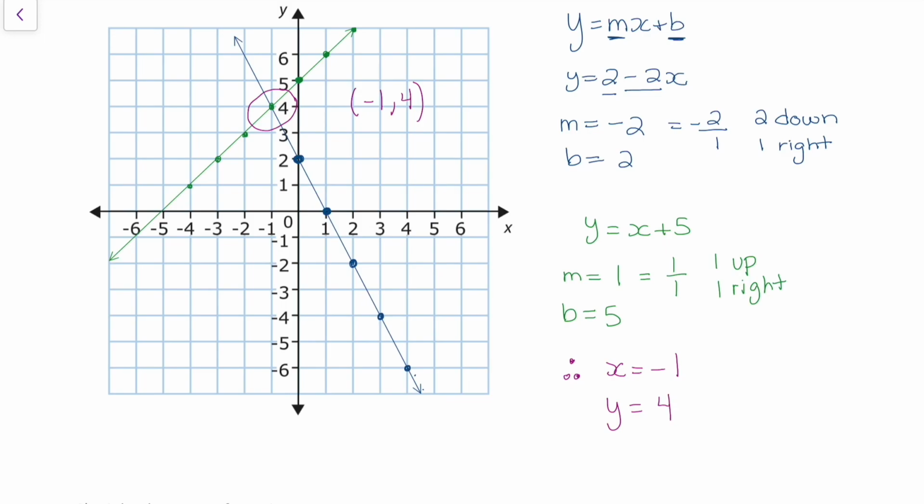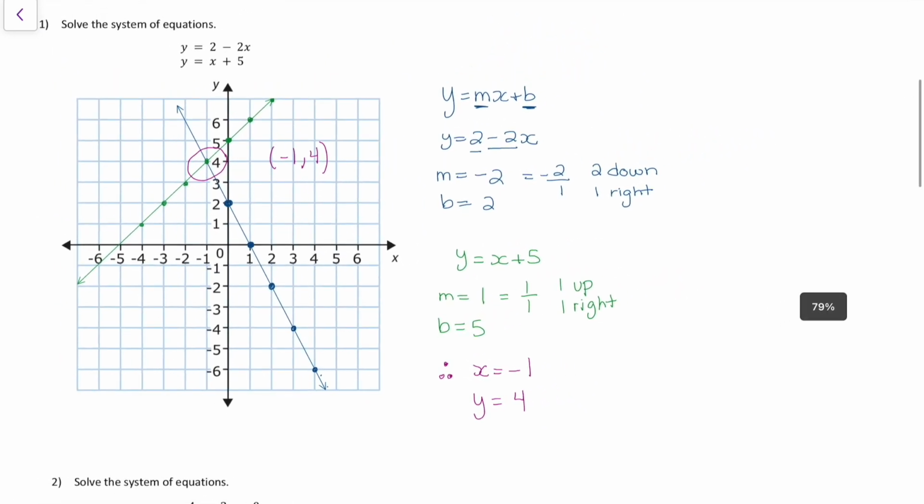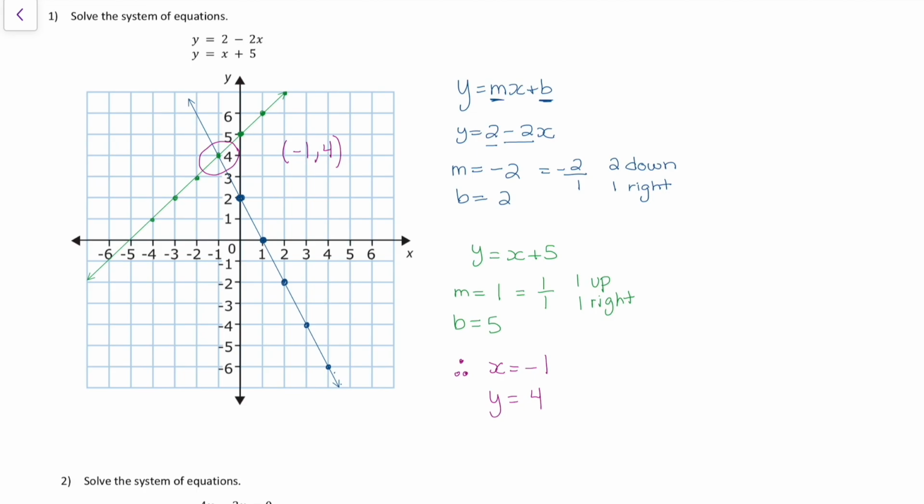So therefore, x is -1 and y is 4. And we can check our answer here. The nice thing about these questions is we can always check our answer. So let's do a quick check. To check, we're going to substitute -1, 4 into both equations, and it should work out in both equations.